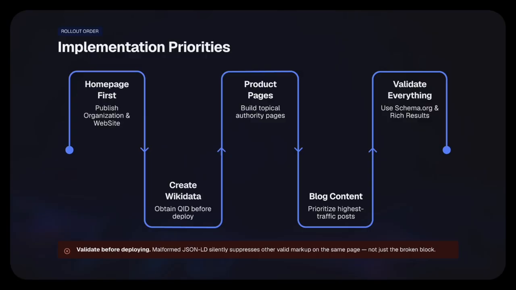First, start on your homepage. Do your website, do your organizational schema, and get that working. Then use the QIDs. Obtain the QIDs. If you can create Wikidata, you have the resources, or you have one, great. If not, find all the terms that you're known for and pull all of the QIDs. Test those pages, make sure they work. Then build into your product pages, then do your blog content, and then make sure you're validating everything. Schema.org, rich results. Make sure that nothing's broken because that can actually be worse than not having it at all.